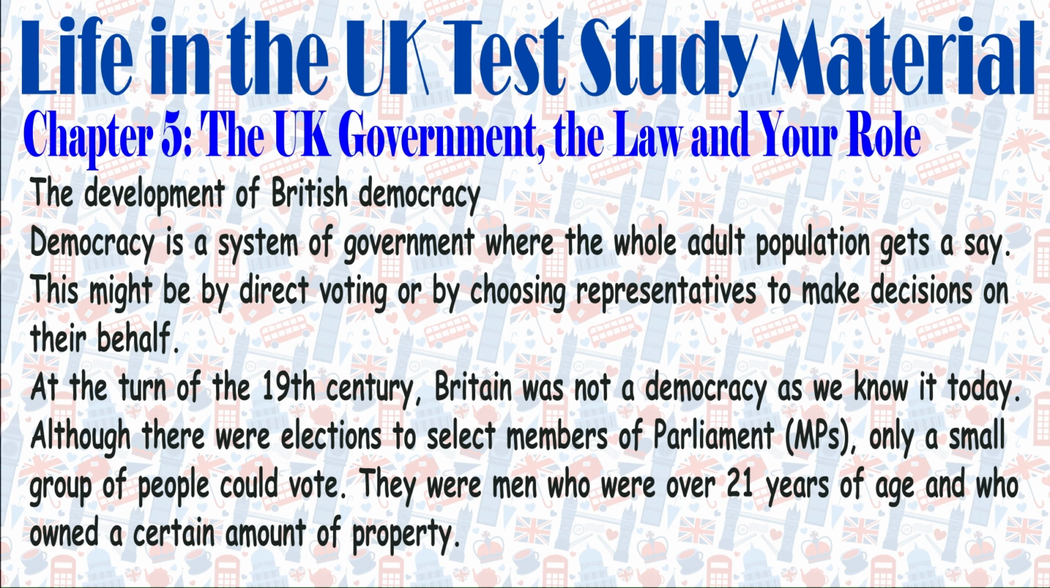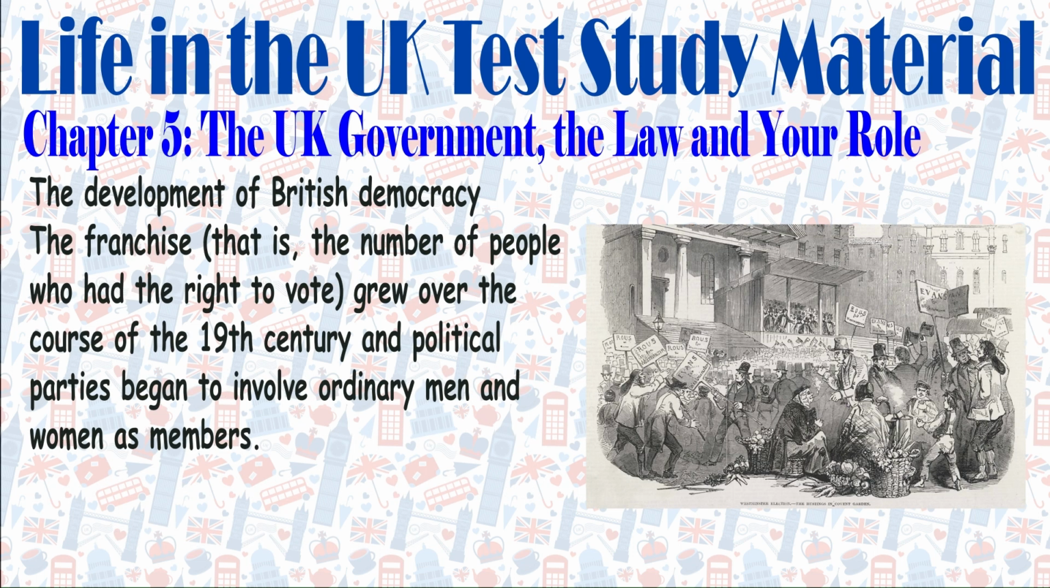At the turn of the 19th century, Britain was not a democracy as we know it today. Although there were elections to select members of Parliament, MPs, only a small group of people could vote. They were men who were over 21 years of age and who owned a certain amount of property. The franchise, that is, the number of people who had the right to vote, grew over the course of the 19th century and political parties began to involve ordinary men and women as members.